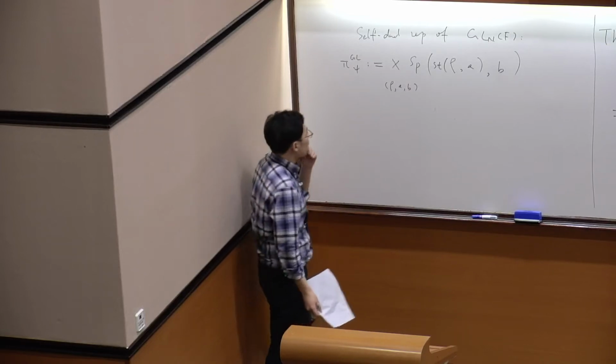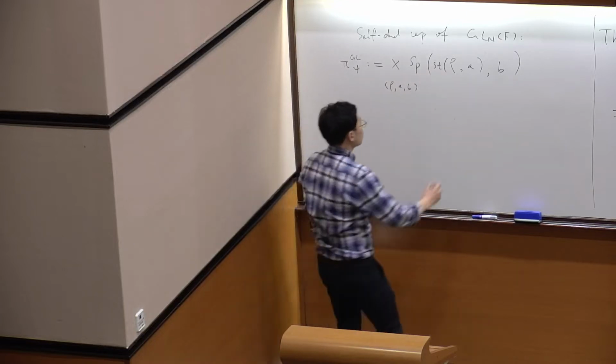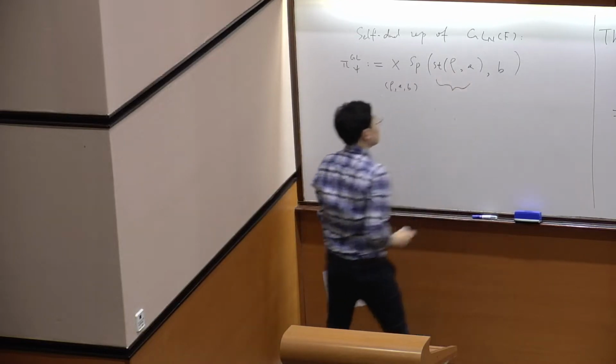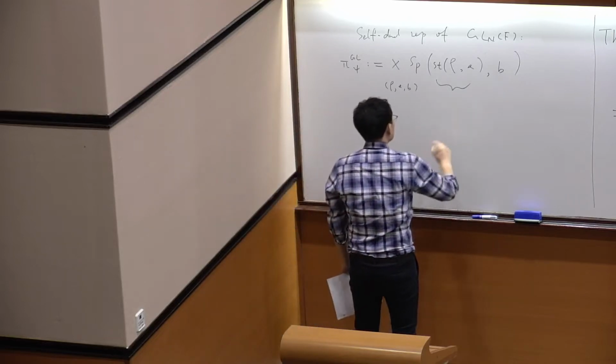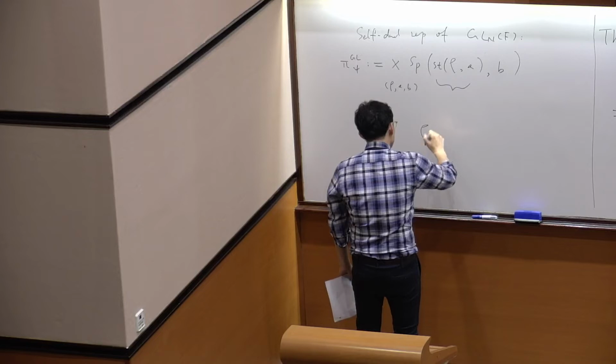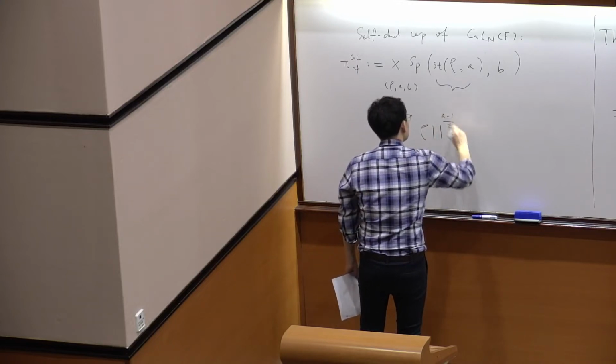For later purposes, I would like to say a little bit about this Speh representation. So first of all, what is this Steinberg representation? It's coming from an induced representation, which I write like rho twisted by some unramified characters.